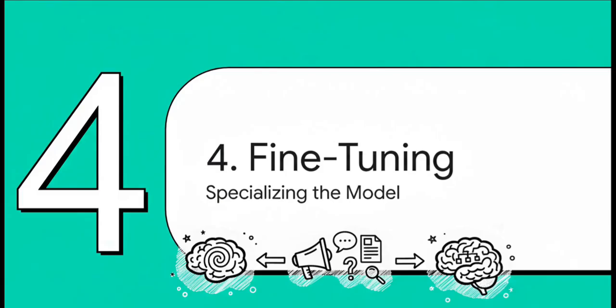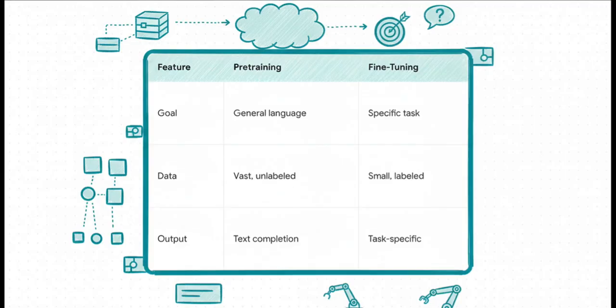So, after all that pre-training, what you have is this incredibly smart model. I like to think of it like a brilliant college grad. It knows a ton about a ton of different things, but now it needs a job. And that's where fine-tuning comes in. Yeah, this table really nails the difference. Pre-training is the huge, expensive, learn-everything phase. Fine-tuning is the small, cheap, get-good-at-one-specific-thing phase.